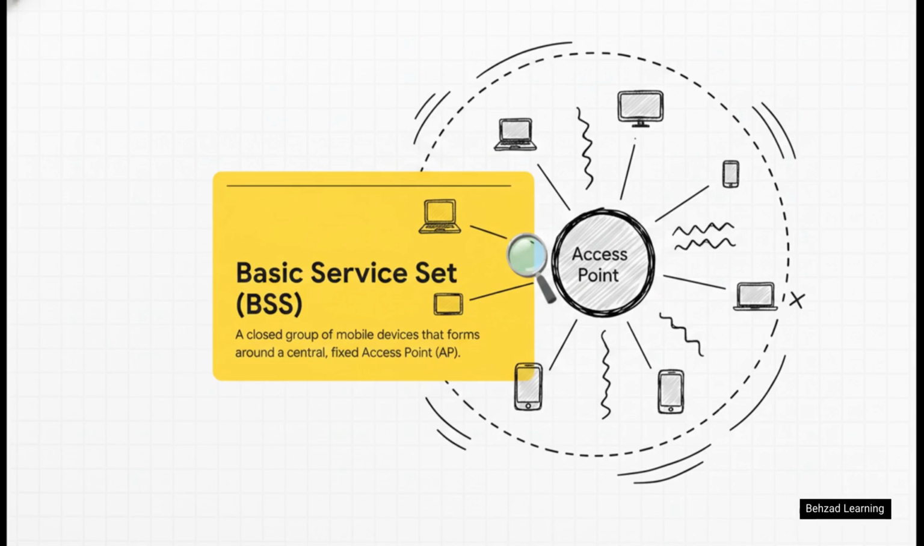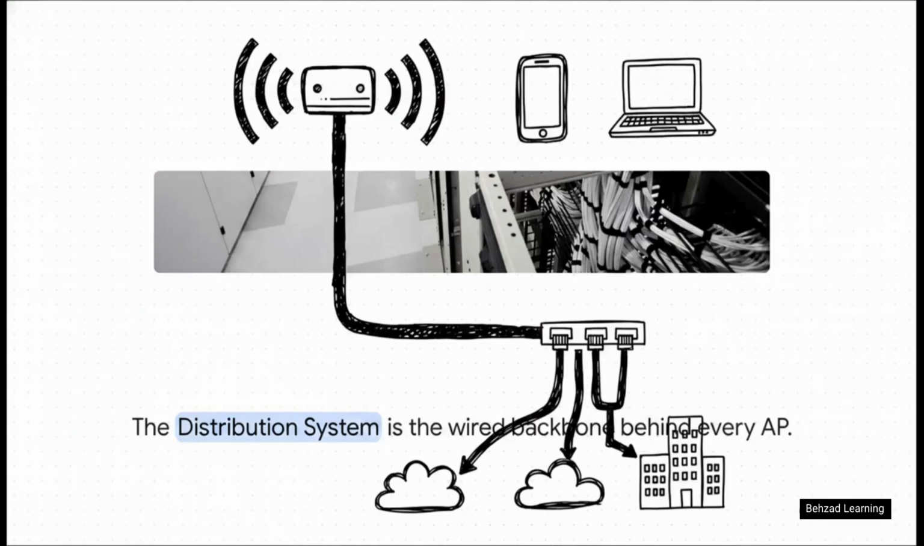Rather than all your devices trying to talk directly to each other and just talking over one another, they all communicate strictly through that access point. The AP controls the coverage area, which we call a cell, and basically wrangles all that chaos on a single wireless channel. But here's the thing, the AP isn't magic on its own.